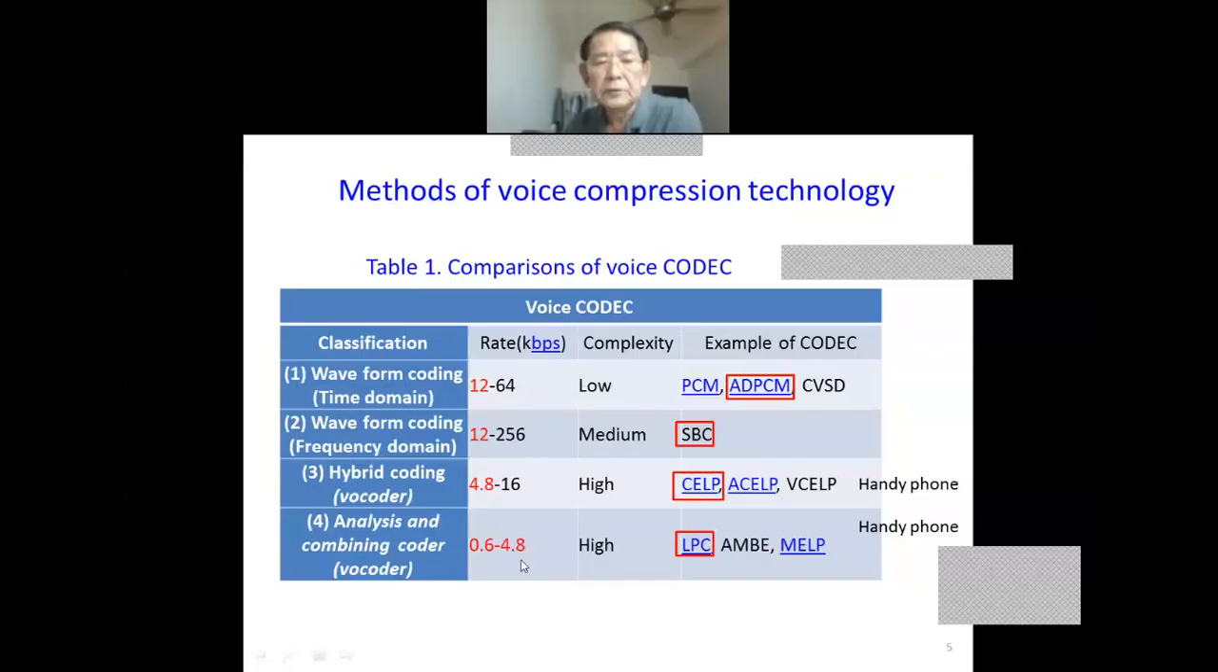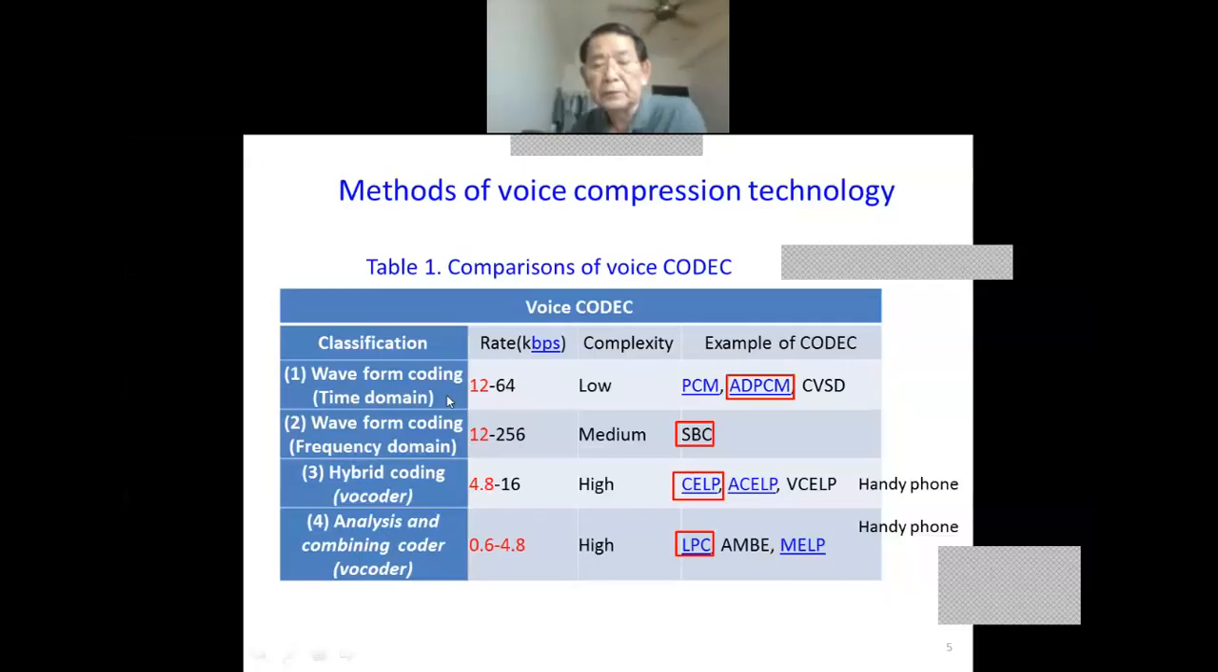In this technology, around 12, 4.8, very low rate transmission is achieved. So for this, ADPCM is most typical, and frequency domain SBC technology is typical. And hybrid CELP, and host technology LPC. These are very typical. So from now, I will explain each method.